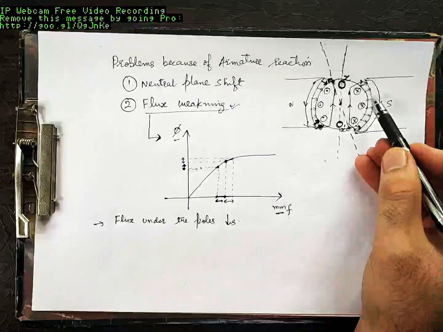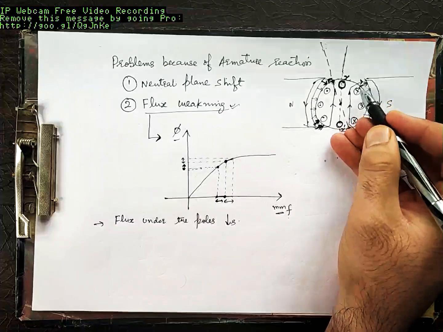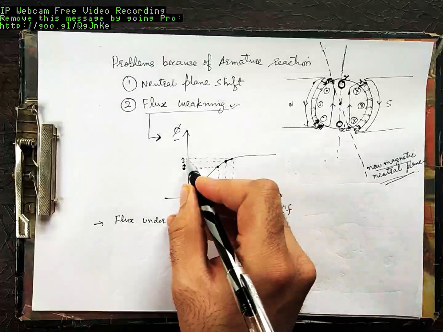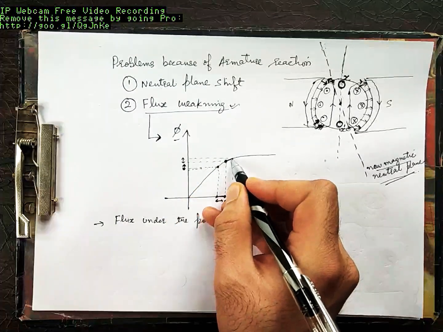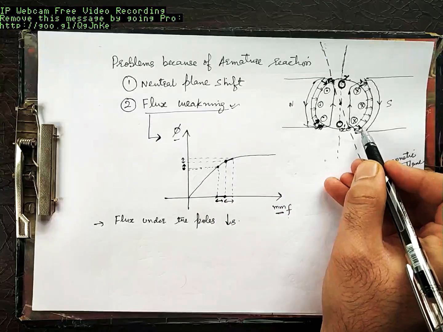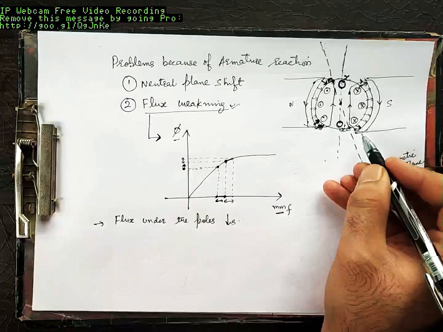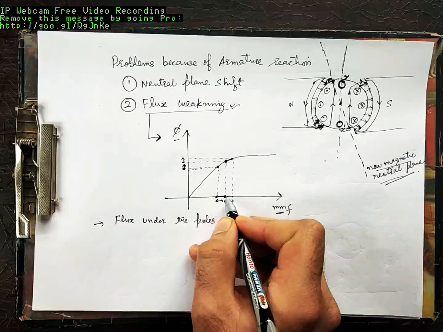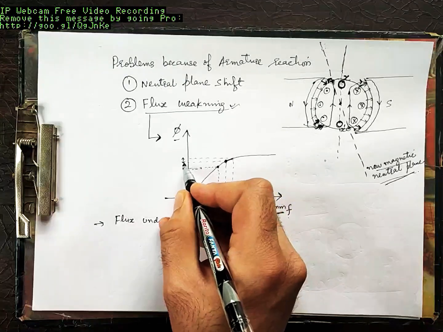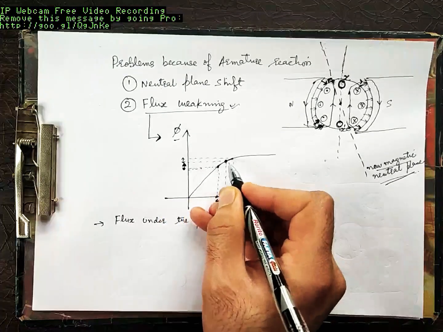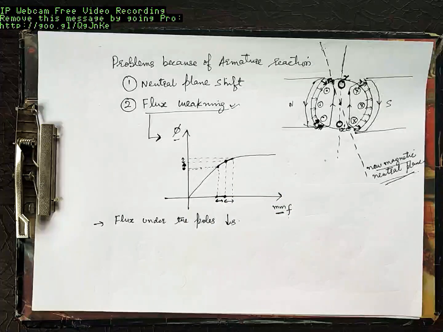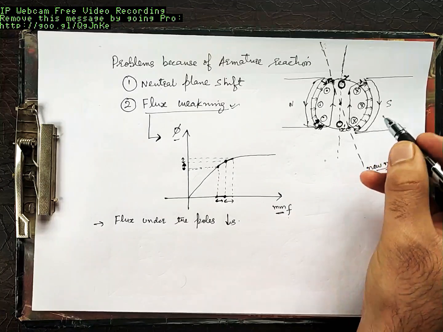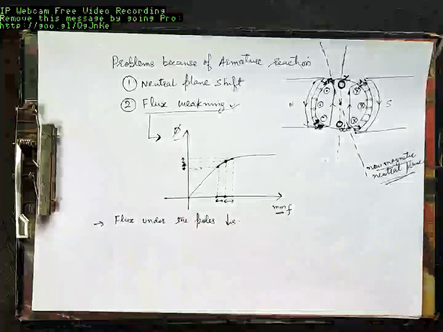Again, have a look here. The two MMFs are in the same direction. When the two MMFs are in the same direction, you are increasing the MMF, but flux does not increase much because you are already in the saturation region. Here the two MMFs are subtracting from each other. When the two MMFs are subtracting, your MMF is decreasing. When MMF decreases, flux does decrease a good deal. Why? Because this is the linear region. This is the non-linear region, saturation. This is the linear region. So increase in flux is less, decrease in flux is more. So the overall effect is that flux under the pole decreases.